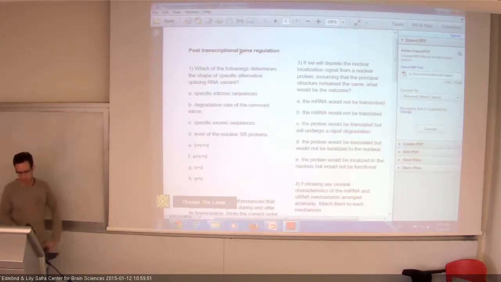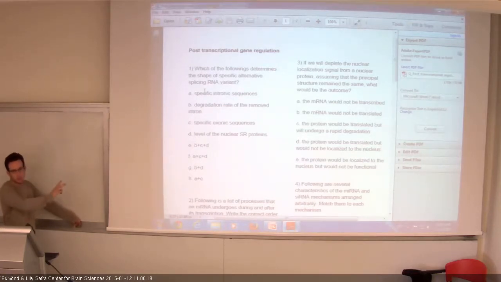Names of elements are mentioned here: specific intronic sequences. They have a role in determining the structure of the RNA variant. Specific intronic sequences, what do you think? An example of a specific intronic sequence is the branch point, the 3 prime and 5 prime sites, the nucleotides, the consensus nucleotides. They are specific intronic sequences.